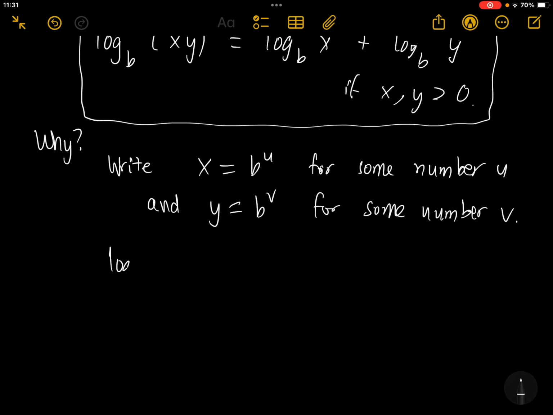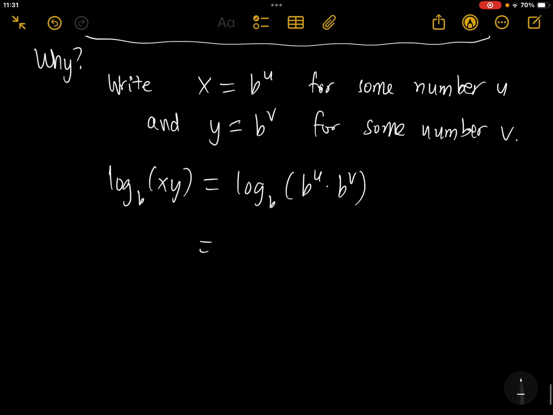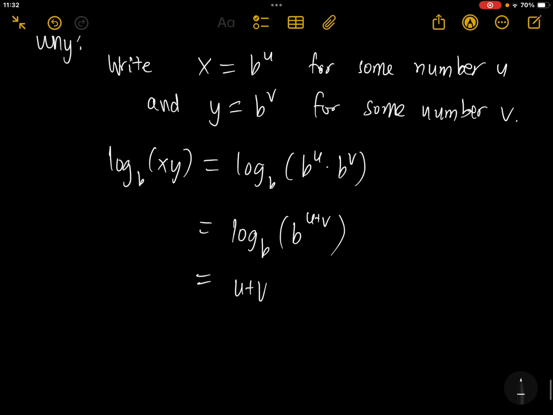Well, then the left-hand side, log sub b of x times y, is log sub b of b to the u times b to the v. And now how can I rewrite the inside? How do I simplify b to the u times b to the v? It's b to the u plus v power. And log sub b of b to the u plus v is what? u plus v, right? By the property of the log sub b function as the inverse of b to the x power. So the left-hand side is u plus v.